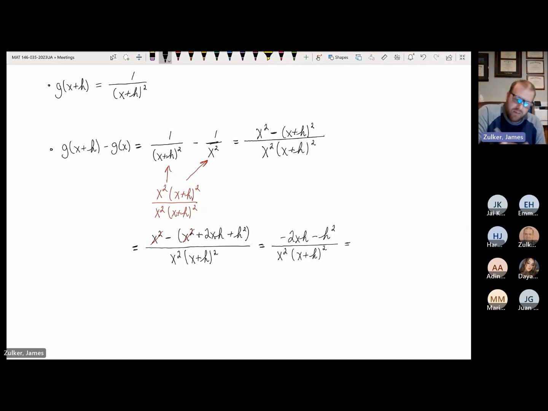While it's not necessary, I'm going to rewrite this by factoring out the negative from the numerator. Right? And the reason for that, for me, is because I don't like negatives. And so to me, it's more aesthetically pleasing to have a single negative out in front than having the two negatives in the numerator.